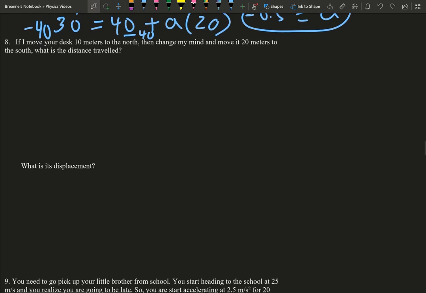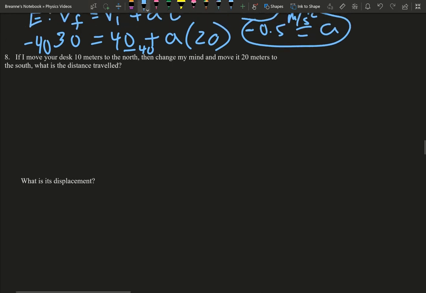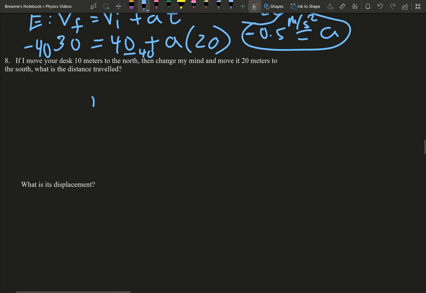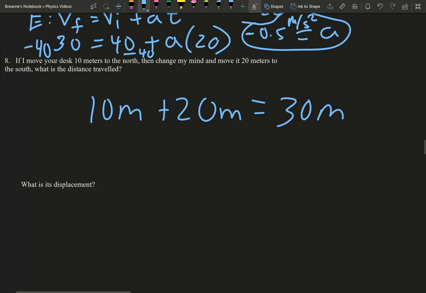If I move your desk 10 meters to the north and then change my mind and move it 20 meters to the south, what is the distance traveled? So remember, distance. Direction doesn't matter for distance. So you just add them up. So it'd just be 10 meters plus 20 meters gives you 30 meters.